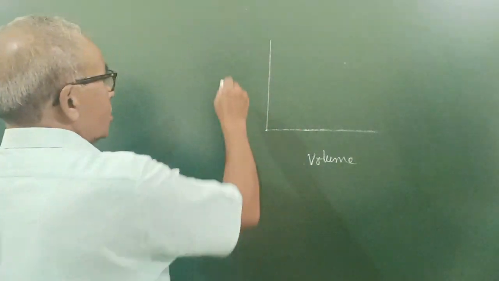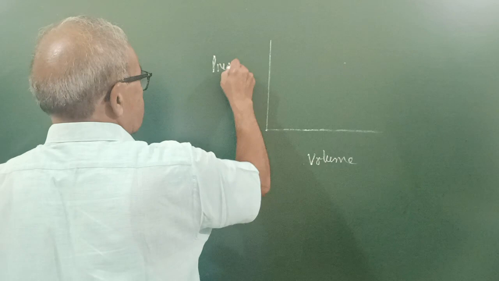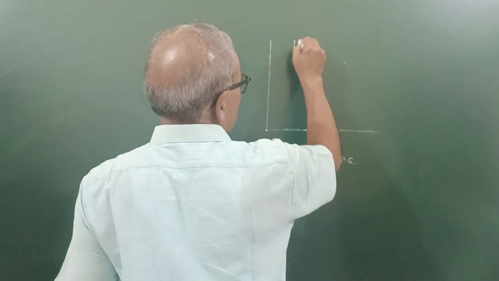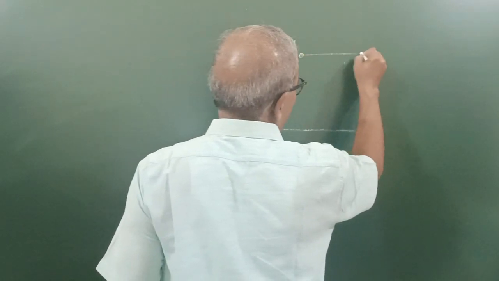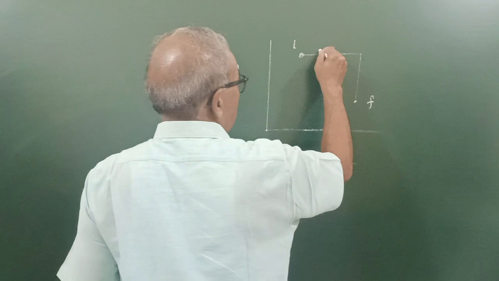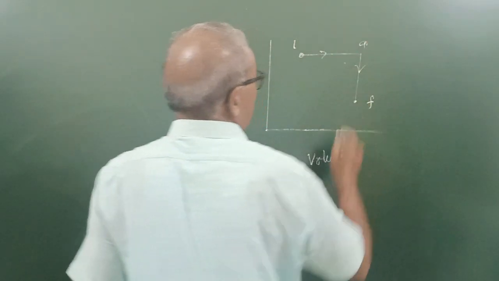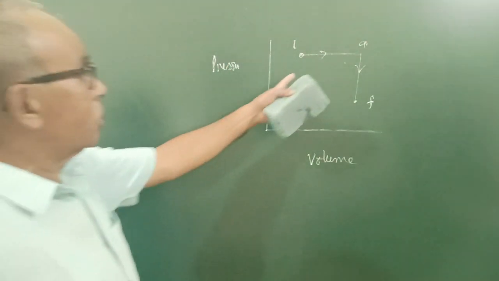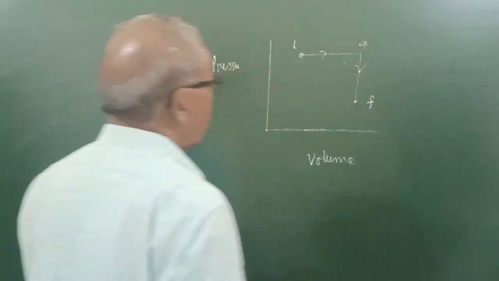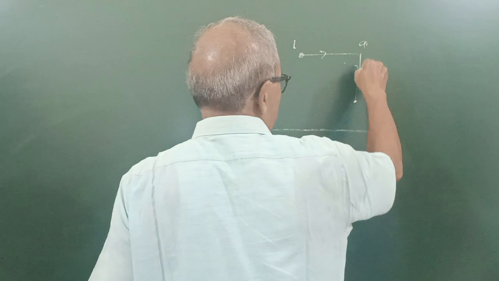Are we taking pressure on the x-axis? So this is the initial position. It goes via I, A, F here, F here. In this process, first we expand the gas at constant pressure, then we suddenly decrease the pressure.